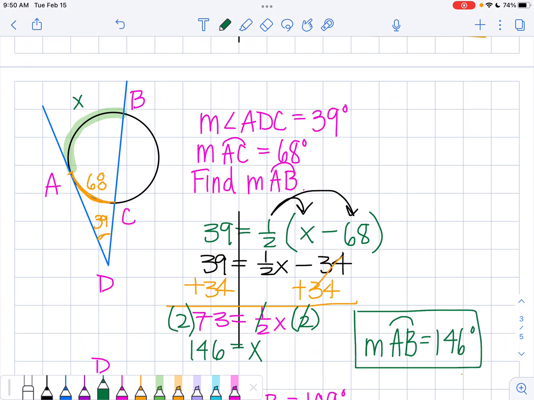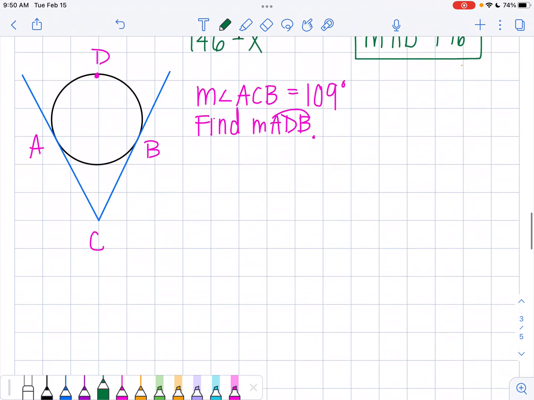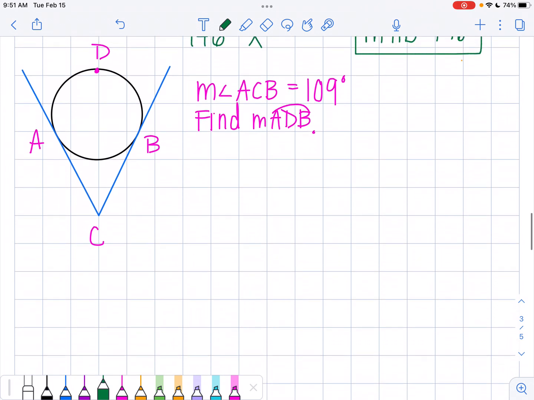Okay, next. This one is made up of 2 tangent lines. This one says that the measure of my angle ACB is 109, and I want to find the measure of arc ADB. So I want to find this guy here. Okay, so this is what I don't know.